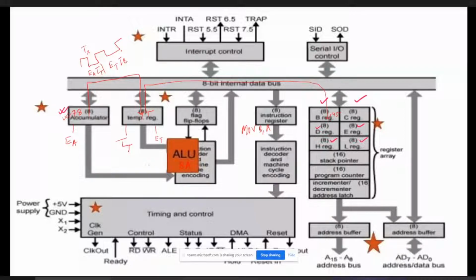Hello? Hello? Yes, sir. Now, in order to transfer this data from say A register to B register, first of all, it is transferring the A register content to temporary, and then from temporary to B register. So it is taking 2 clock pulses to perform this operation.